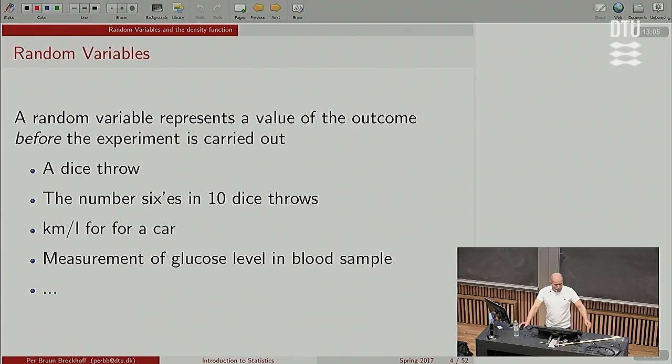Random variables. Well, that's the mathematical concept of talking about events that haven't happened yet. Could be a dice throw, the number of 6s in 10 dice throws, or measurements of a randomly selected patient, like the glucose level in a blood sample from a randomly selected diabetes patient, or whatever. This is the framework we have to talk about randomness in nature and data.